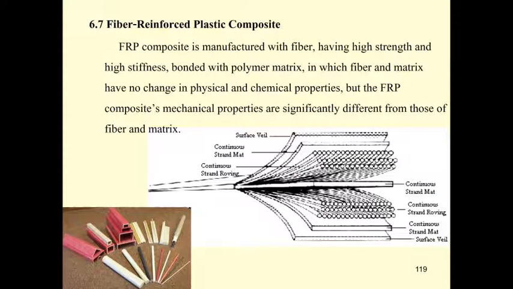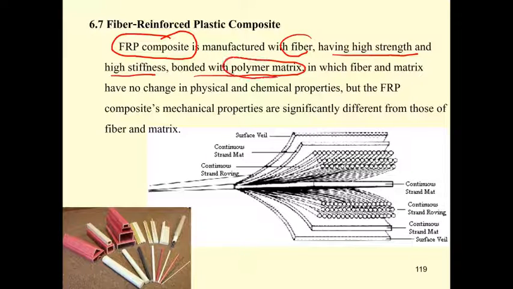Okay, the FRP, what is this? The FRP is a composite. That means it is built from different materials. It is manufactured from fiber. The fiber has high strength and high stiffness, and it is bonded with a polymer matrix. So they are going to have no change in physical and chemical properties.